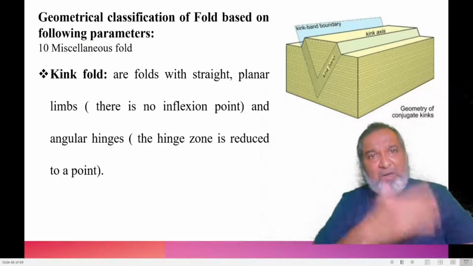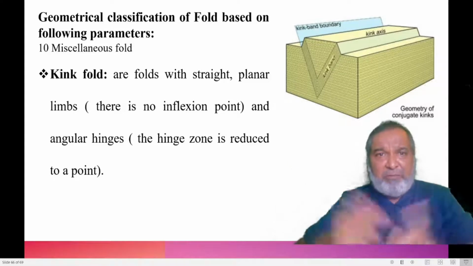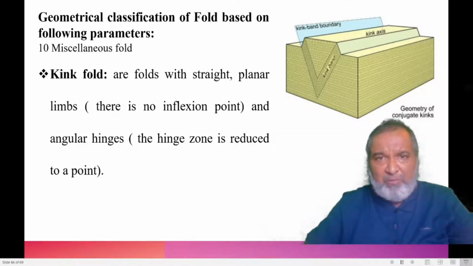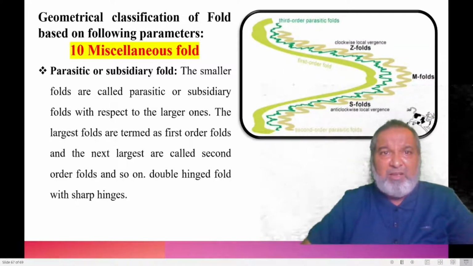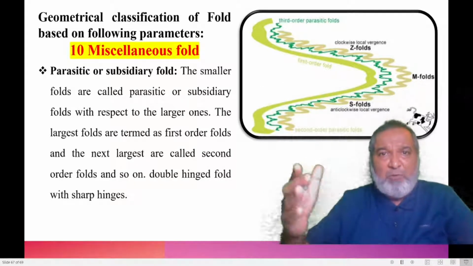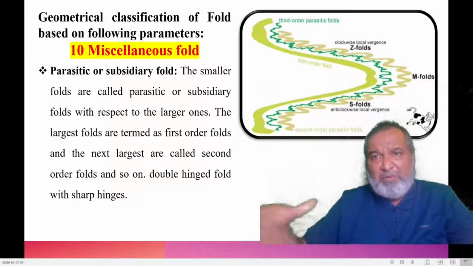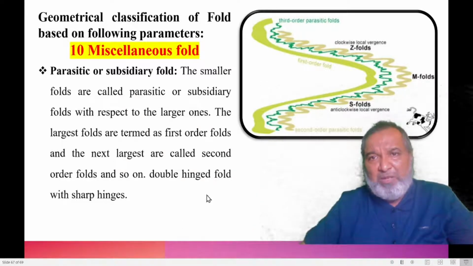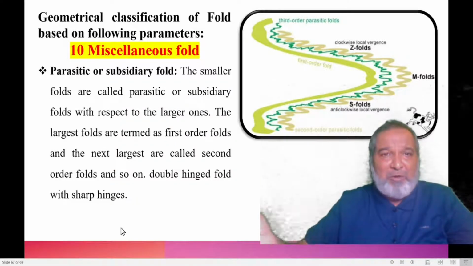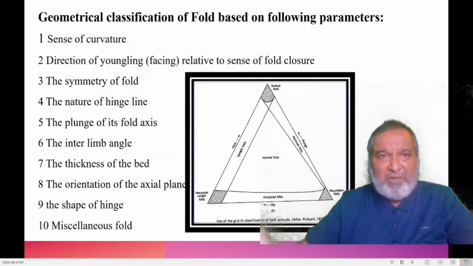Kink fold we have already seen. Again here a V shape will be there. A bend will form, a V-shaped structure will be there. Then parasitic and subsidiary folds. A smaller fold is called parasitic. Within the major fold, small parasitic folds will be there. So that is the secondary folding, and it will be called parasitic or subsidiary.